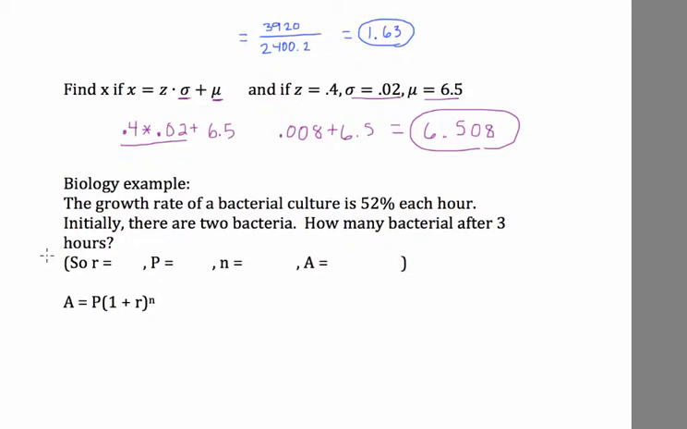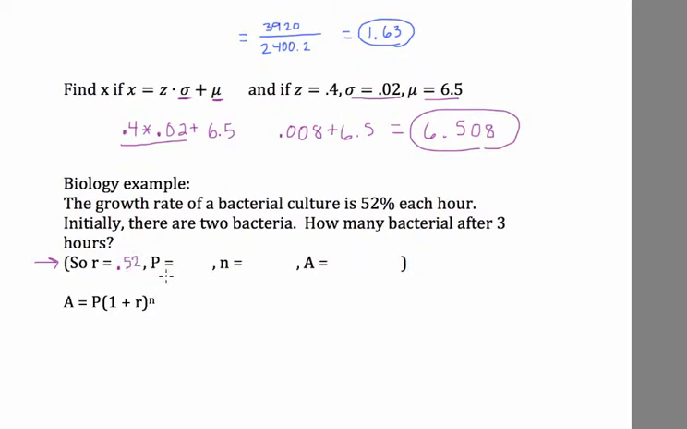Here's a biology example. Anytime you have an equation. Now I'll help you get these numbers. The biology classes are where they would teach you where these numbers come up and what they mean. So the growth rate of a bacteria is 52% each hour. That means that your R is 0.52.